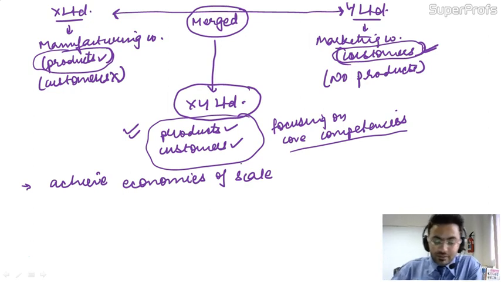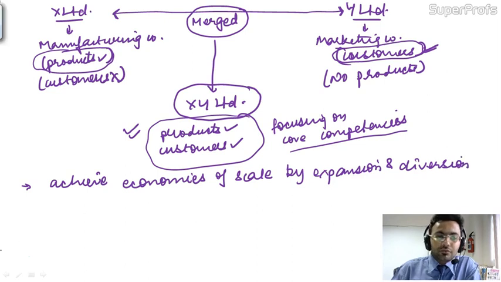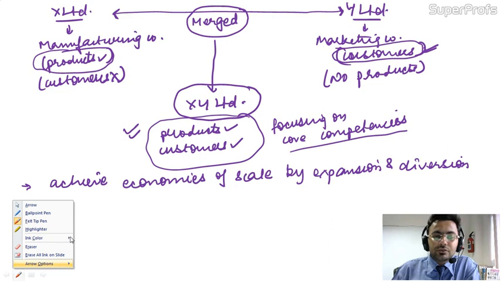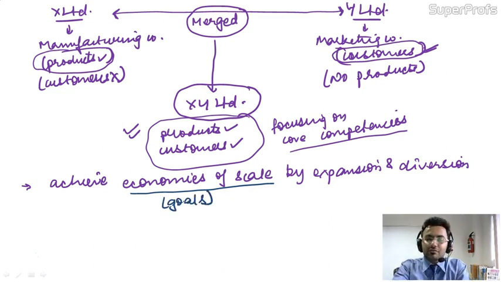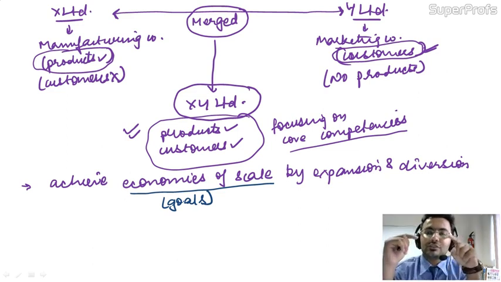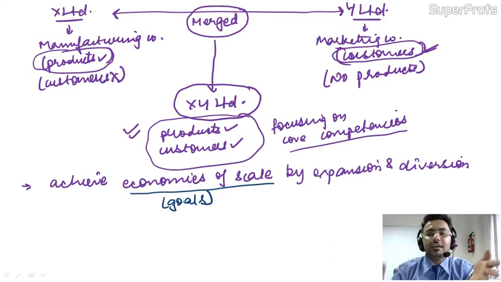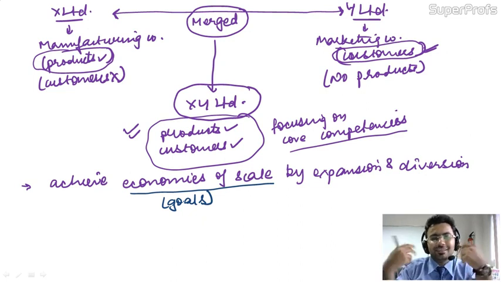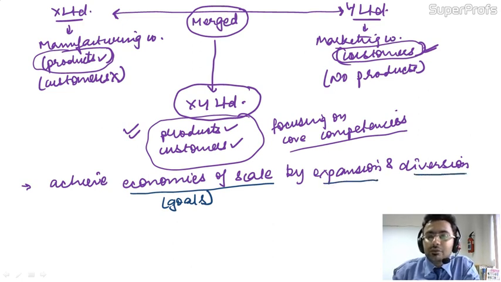So, achieve economies of scale by expansion and diversification. All of you know what expansion is, right? So now, what are economies of scale? Generally in CR, economies of scale means goals. I know there are a lot of people who have studied economics. They are going to tell me, sir, it does not mean that; it means optimum utilization of resources with which you can produce a higher level of commodities and reduce your price. I know that. But for our purpose, achieve goals by expansion and diversification.